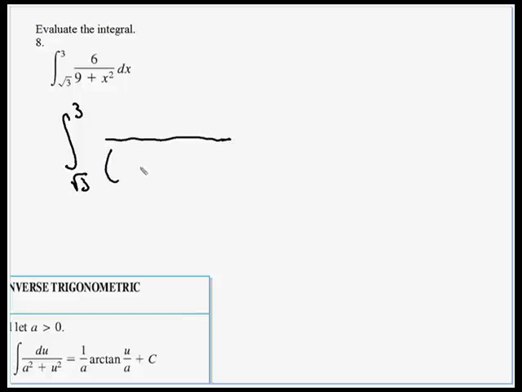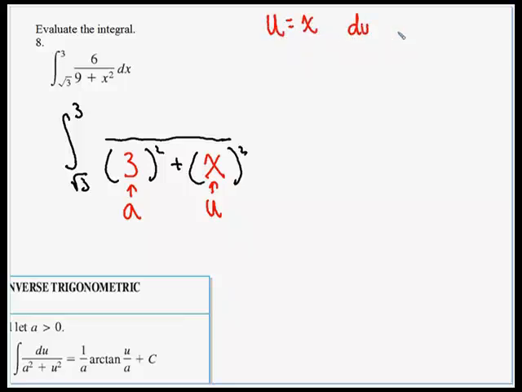In my denominator, I want something squared plus something squared. And my 9, well, that's 3 squared. And x squared is x quantity squared. So it looks like by this formula, my a is going to be 3, and my u is going to be x. If u equals x, then du dx would be equal to 1, and we'd multiply both sides by dx and get du is equal to dx.